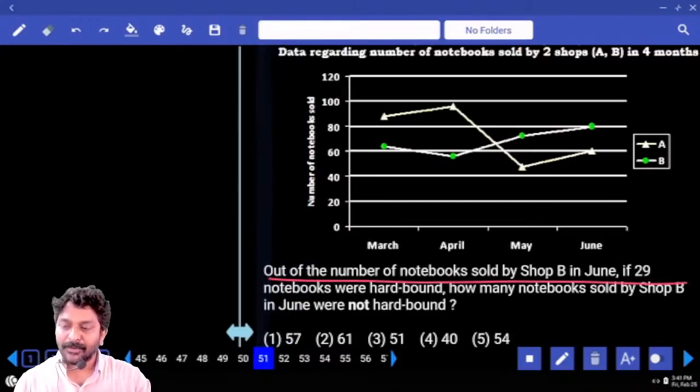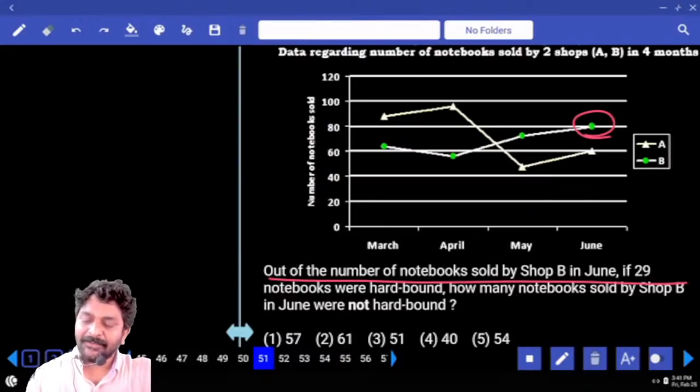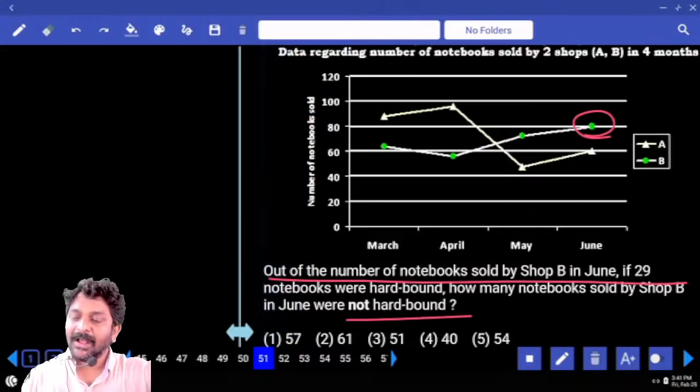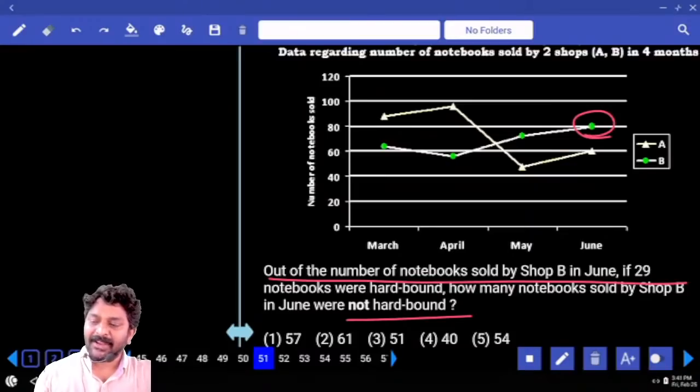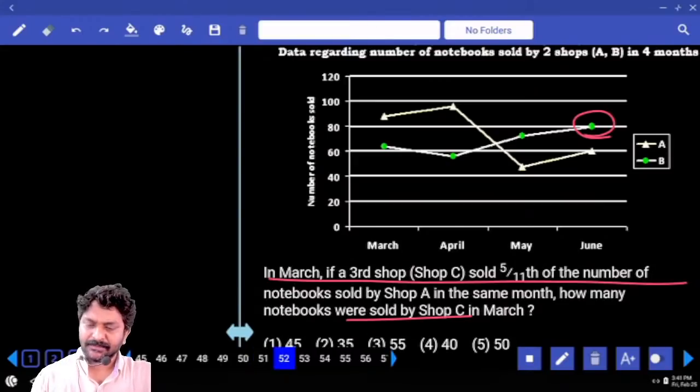Out of the total number of notebooks sold by shop B in June, come on. B in the month of June, 80. If 29 books were hardbound, how many notebooks sold by shop B in June were not hardbound? Out of 80, 29 are hardbound. Right, the remaining are 51, third option.